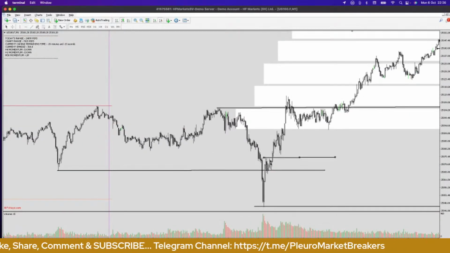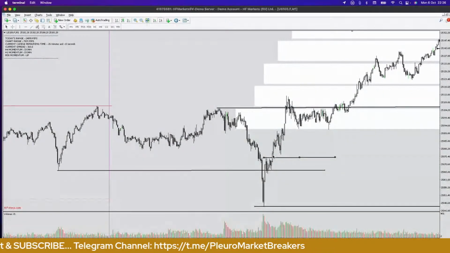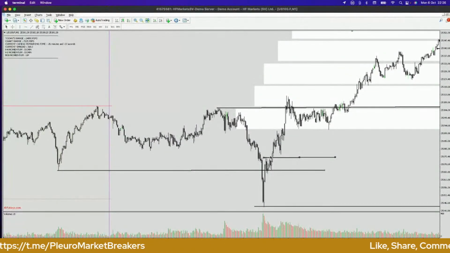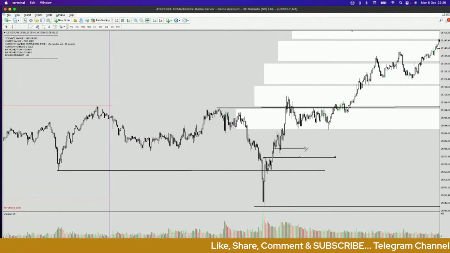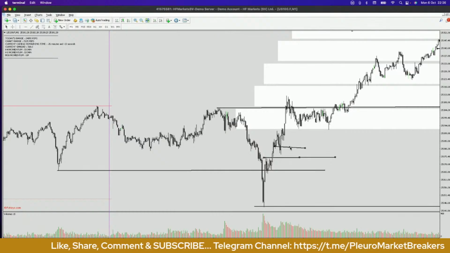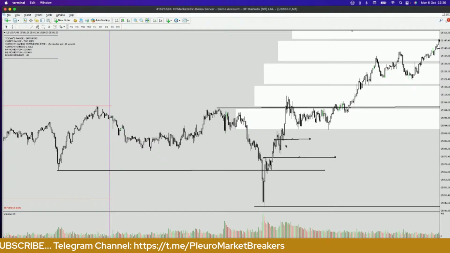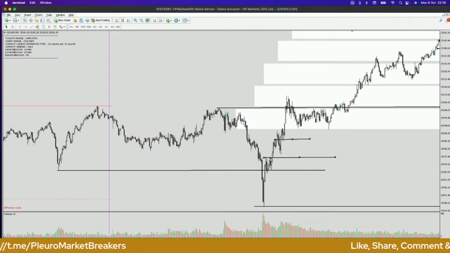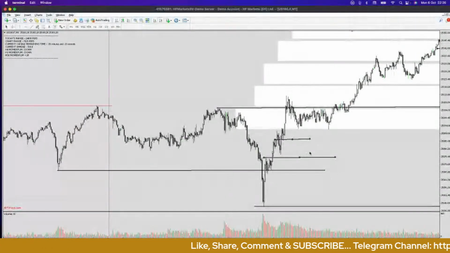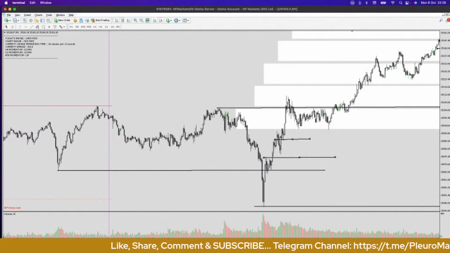Was there displacement? Yes, there was. Did it come back to you here? No, it didn't. Did it shift structure again? Look at that. Yes, it did. Did it come back? Yes. To where? Back into this region here, into this breaker there. Did it displace? Yes, it did.